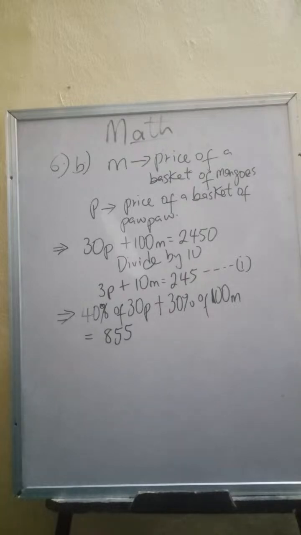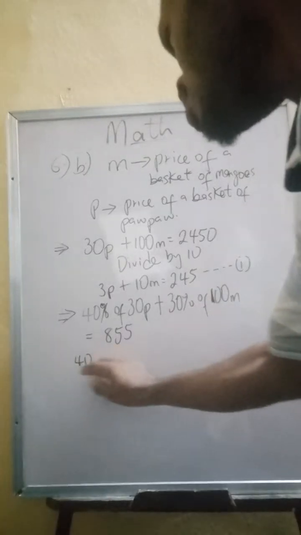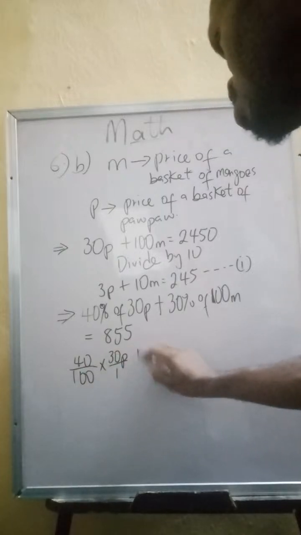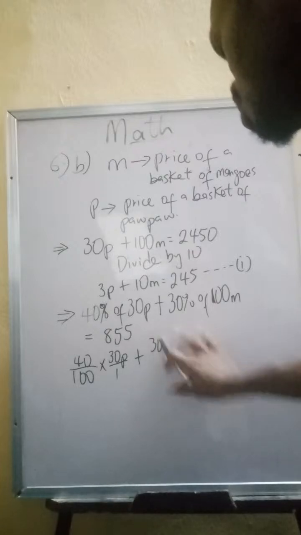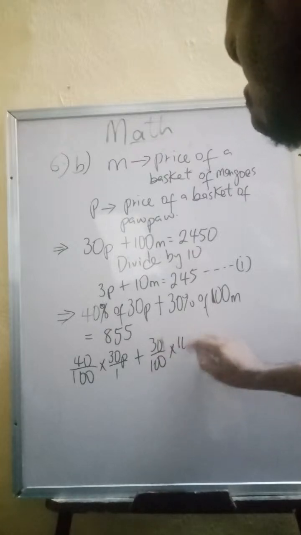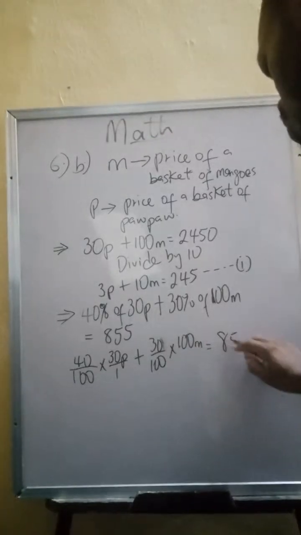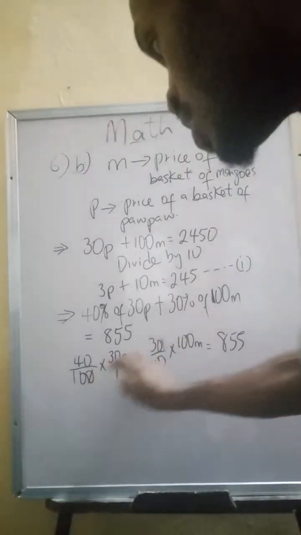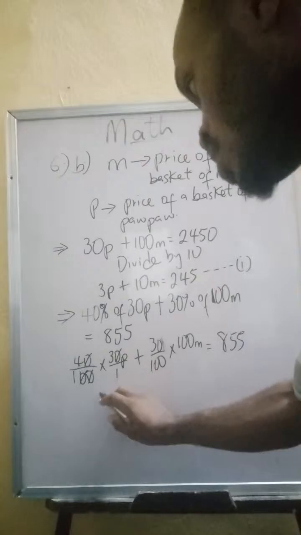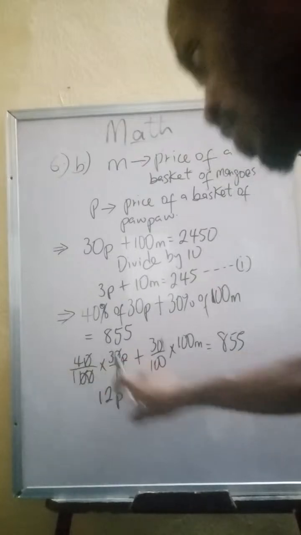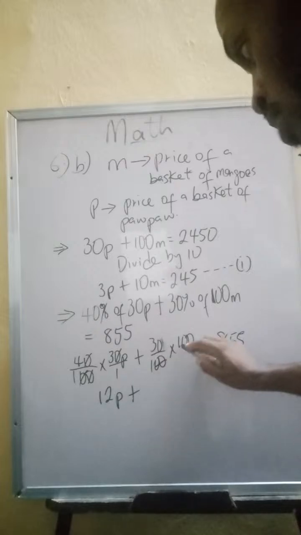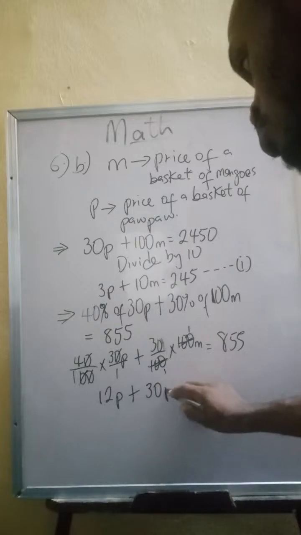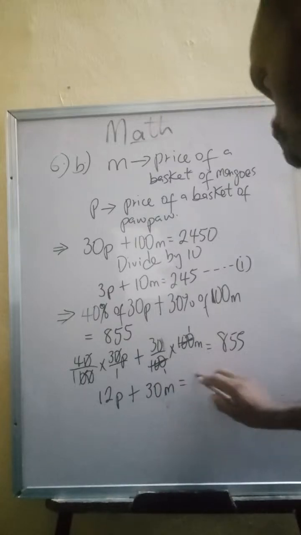Let's find out. You have 40 over 100 times 30p over 1 plus 30 over 100 times 100m to be 855. Now this 0 cancels this and this goes to this. That leaves you with 12p, 4 times 3. The same goes here. The 2 zeros cancel. Or we could just say 100 here 1 and 100 here 1. So we have 30m equals 855.